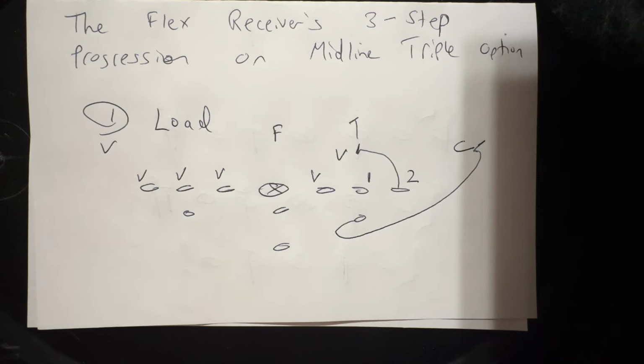Most of my clients in the last seven years prefer to run mid-triple out of flex. It's just their preference. The data shows, though, Army and Air Force, they run mid-triple significantly more out of spread. However, last year they did run it somewhat more than they have been out of flex. So that's the three-step progression for the flex receiver on midline triple option.